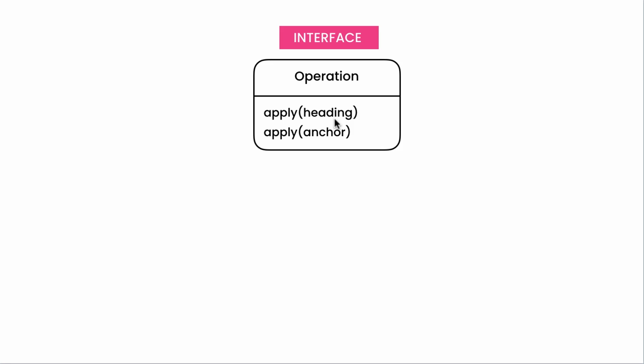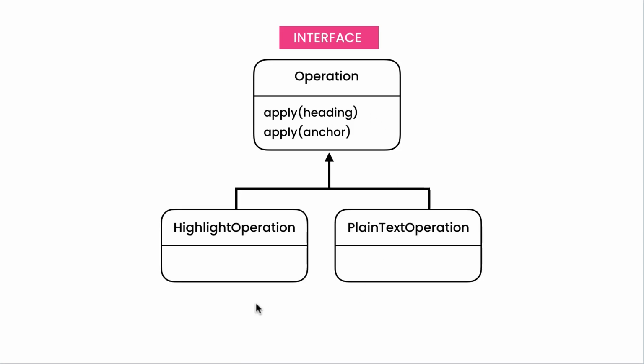So if we represent each operation using an interface, then we can create concrete operations such as highlight operation and plain text operation. With this structure, all the logic for a given operation will be in a single place. Because in our highlight operation class, we're going to have two apply methods, so we will have the logic for highlighting a heading as well as highlighting an anchor object. So all the logic for this operation will be in a single place, okay? The other benefit of this structure is that it follows the open-closed principle. So if tomorrow we want to support a new operation, we simply create a new class that implements the operation interface. So these are the benefits of this solution.